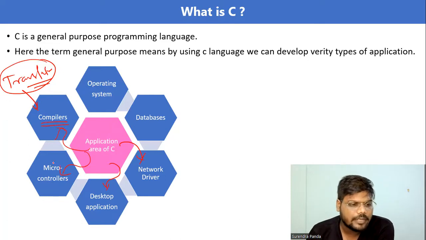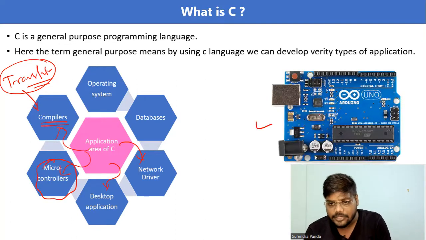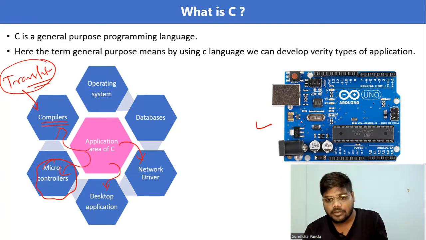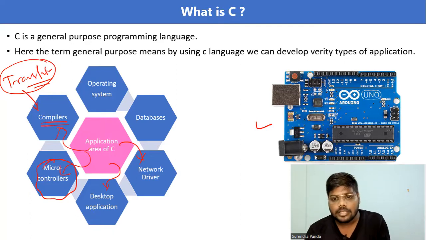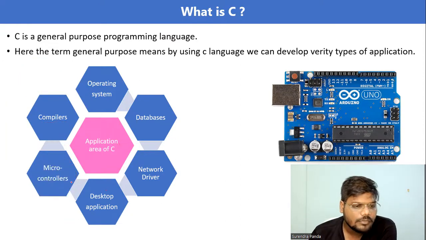Next, after that, you can develop microcontrollers. I think you may have heard about the Arduino board. Just have a look at this type of board. This is a microcontroller, an Arduino microcontroller, basically. Don't worry about what IoT or Arduino Uno is. This is not your duty. This is not an IoT class or an embedded C class. This is the C language class, the introduction video. My duty is to teach where we are going to use it.